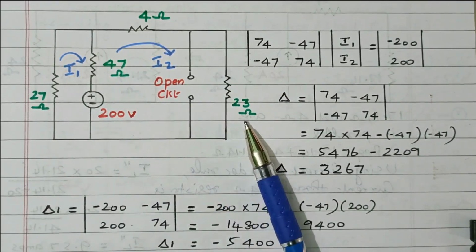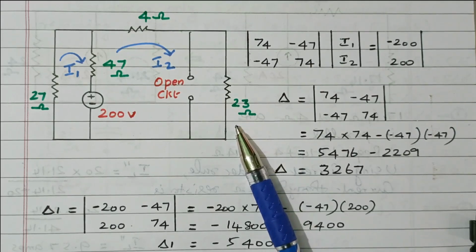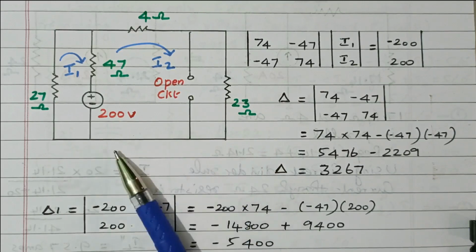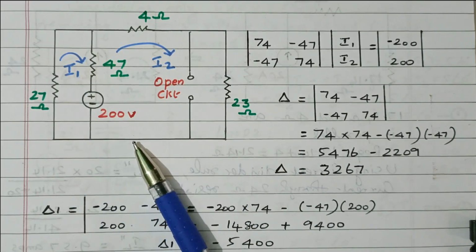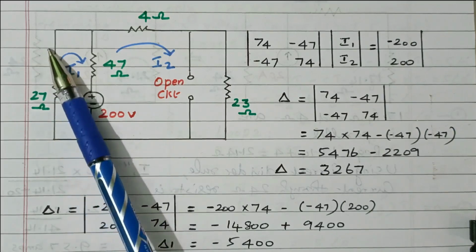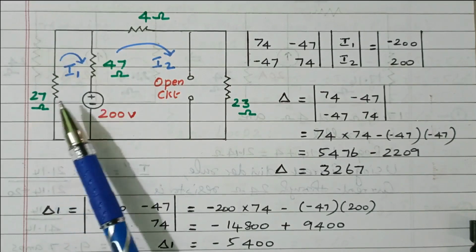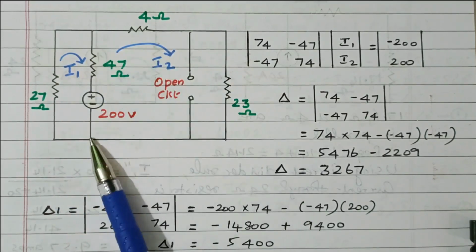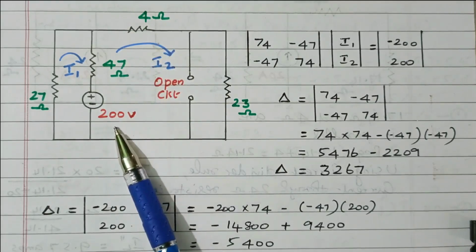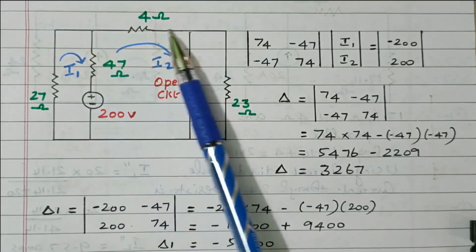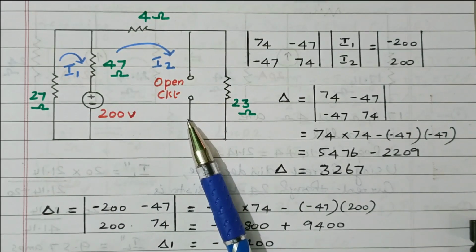Our aim is to find the current flowing through the 23 ohm resistor. We will follow Kirchhoff's voltage law, the loop method. Loop means closed circuit. This is the first loop, the closed circuit. This is the second loop, containing 47 ohm, 4 ohm, 23 ohm and the 200 volt source. This is the open circuit, so current will not flow through the open circuit.